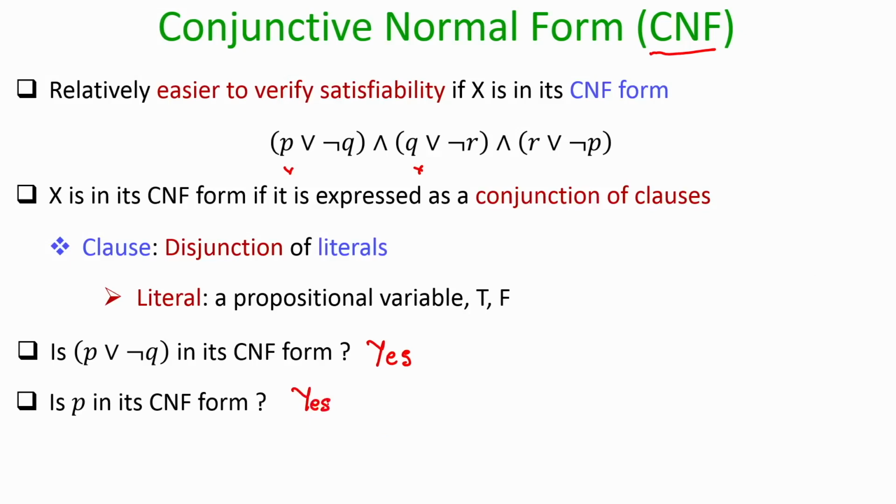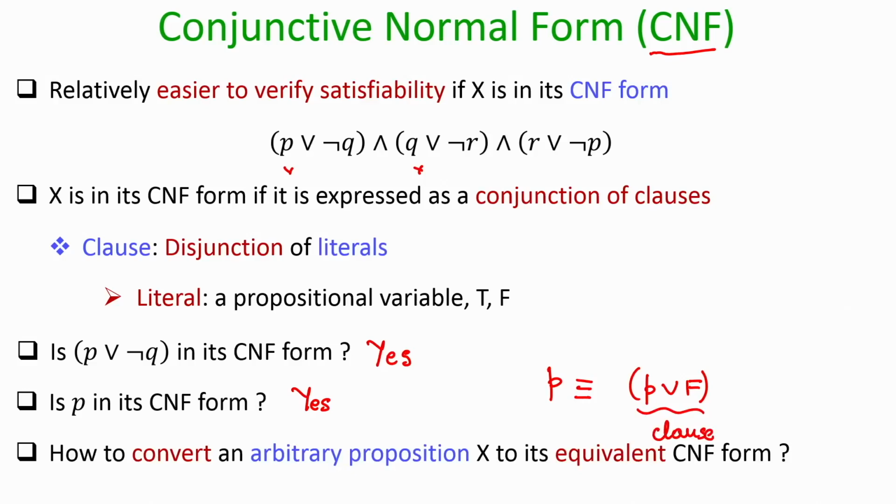This expression is indeed in its conjunctive normal form, because I can always treat P to be equivalent to the disjunction of P and the constant false, and this is a clause here. And that is why the expression P is already in its conjunctive normal form.